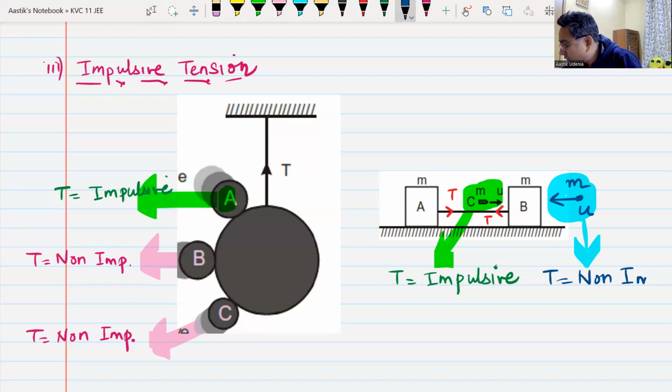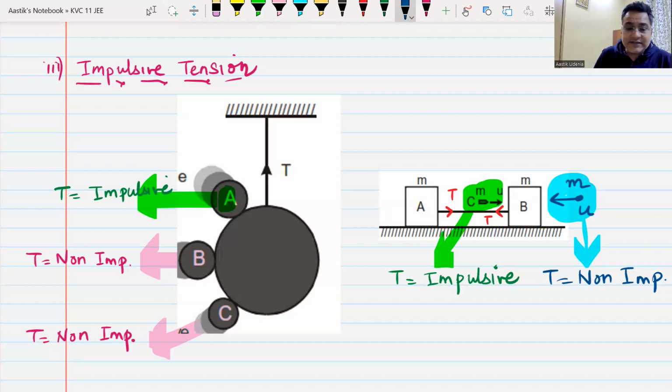So what we have seen is that whether we talk about normal reaction or tension, they are impulsive or non-impulsive depending on the scenario. And we have also understood in what scenario they are impulsive. We understand this?